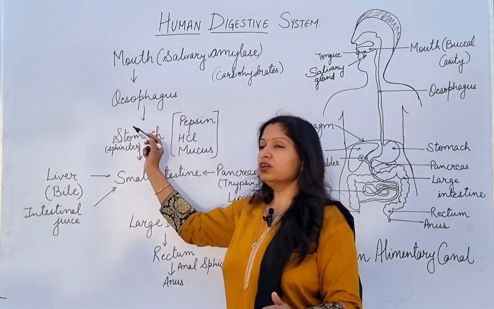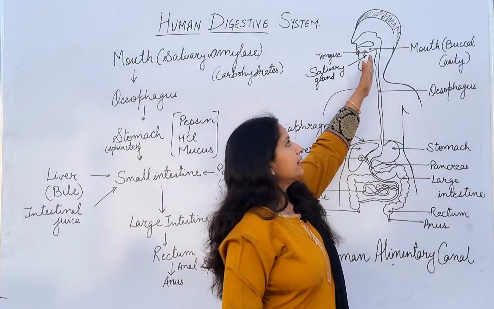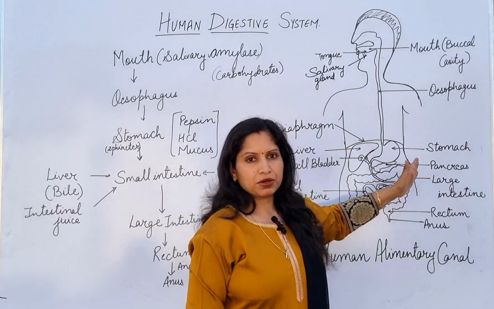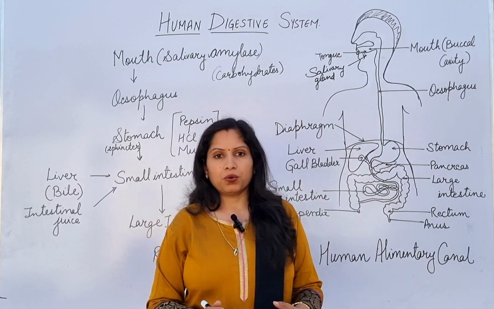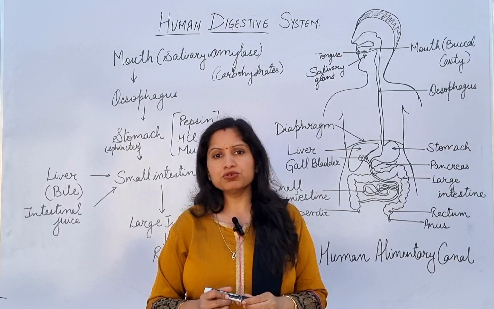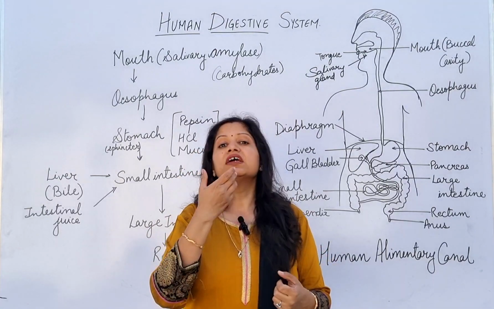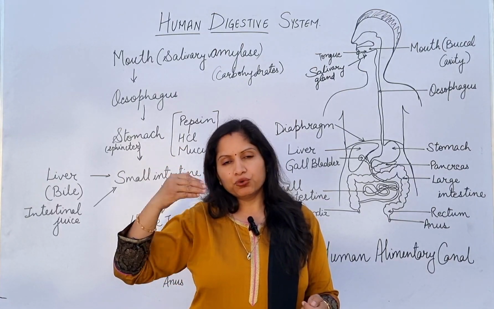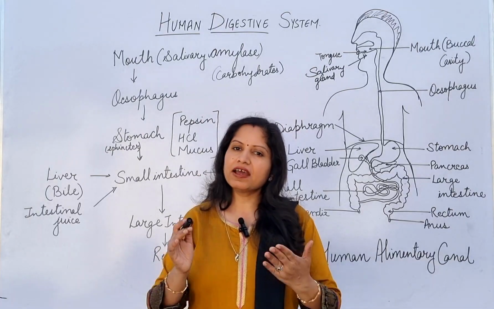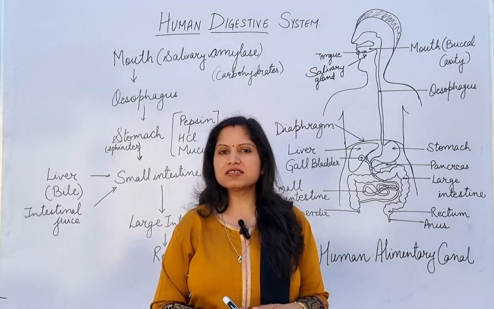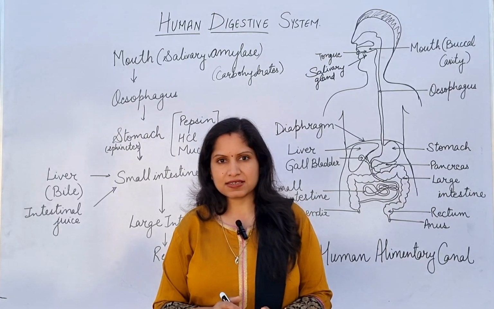Then the food goes into the esophagus. The esophagus is a long tube-like structure that connects the mouth up to the stomach. When the food goes from the mouth to the esophagus, there is alternate contraction and relaxation of the muscles of the esophagus so that the food is pushed downwards. These alternate contraction and relaxation movements of the esophagus are known as peristaltic movements or simply peristalsis.